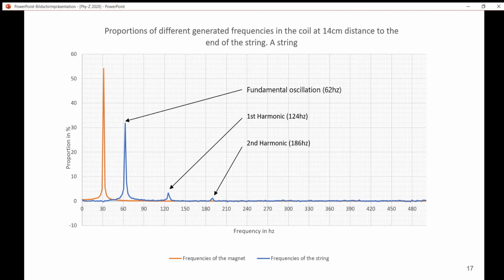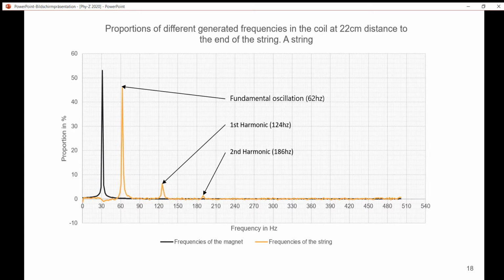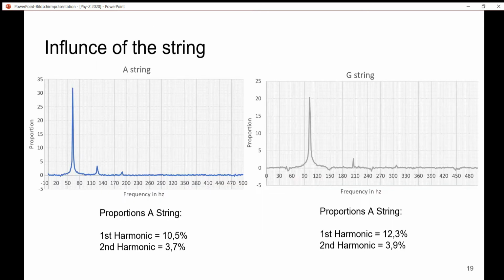As you can see, the proportions differ really hard, because you can barely see the second and you can't even spot the third harmonic. So you can conclude that the string moves proportionally more in the fundamental oscillation. So the movement of the string is more of a fundamental oscillation. Then we did that at different distances, and the closer you go with the sensor to the middle of the string, the bigger the proportion of the fundamental oscillation is.